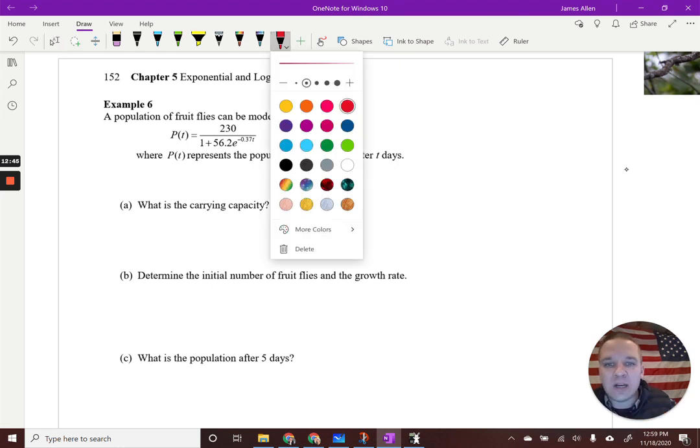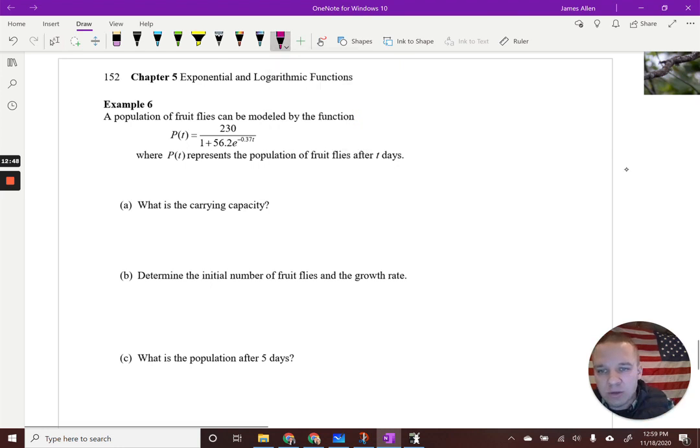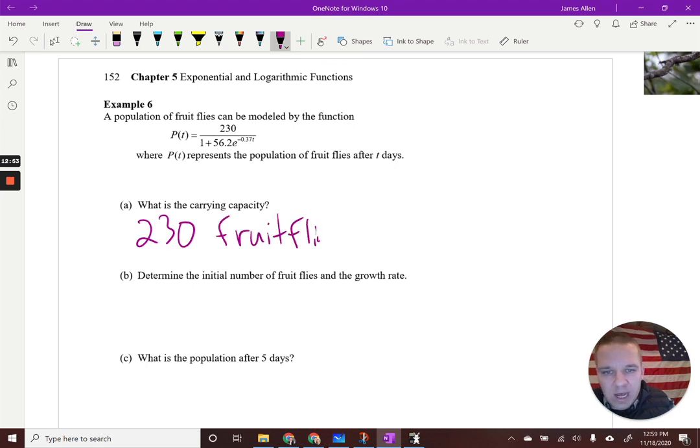Well, for our carrying capacity of this one, it is 230 fruit flies. Okay, that is our C value up in the numerator. Determine the initial number of fruit flies and the growth rate. So for the initial number of fruit flies, we actually don't get to just see it in there, like in the exponential growth formulas. It's not actually shown in here. But if I plug in 0 for T, when time starts, that's the initial number of fruit flies, right?